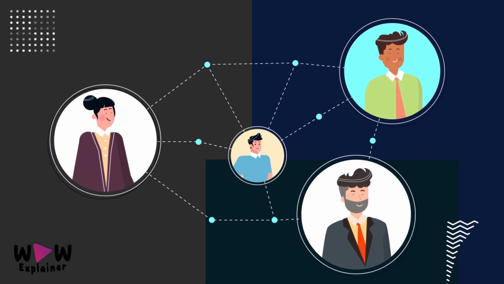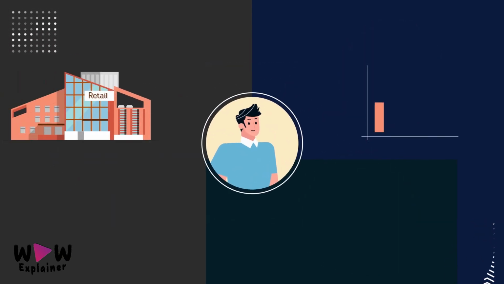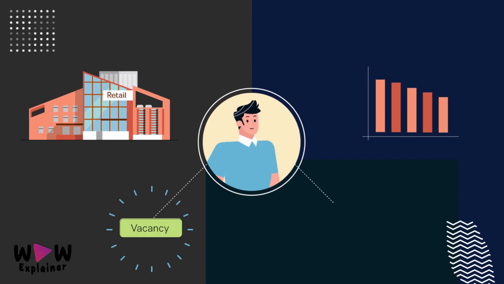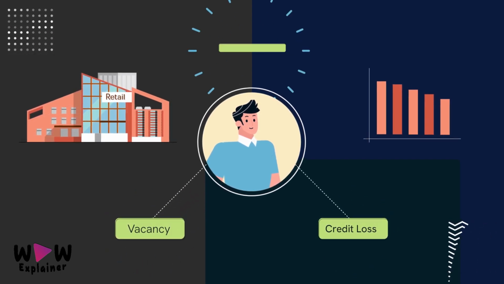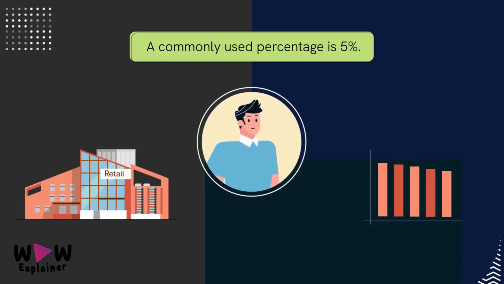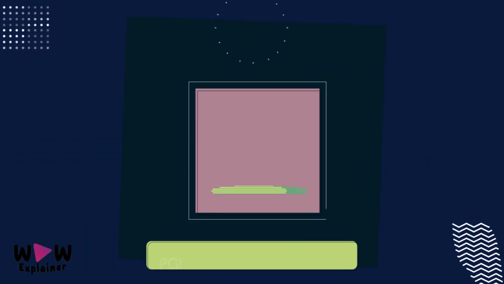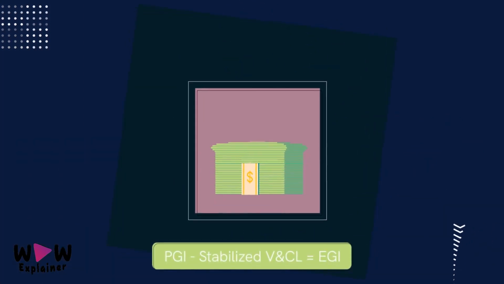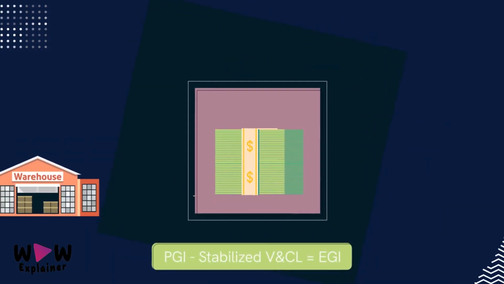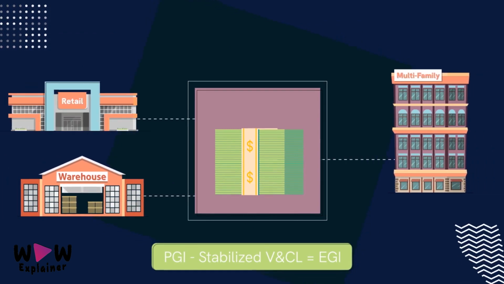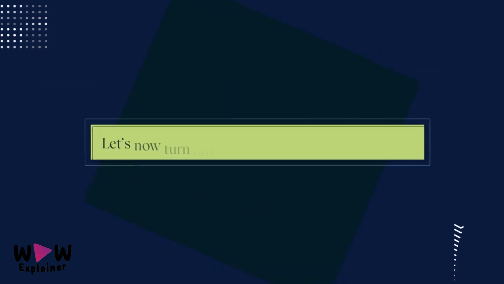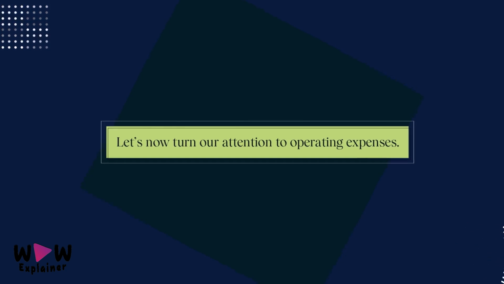Networking with other investors, appraisers, and lenders can help you understand the typical stabilized vacancy and credit loss in your market. A commonly used percentage is 5%. Deducting that from PGI gives you effective gross income, EGI, which is a more realistic representation of an investment property's potential. Let's now turn our attention to operating expenses.